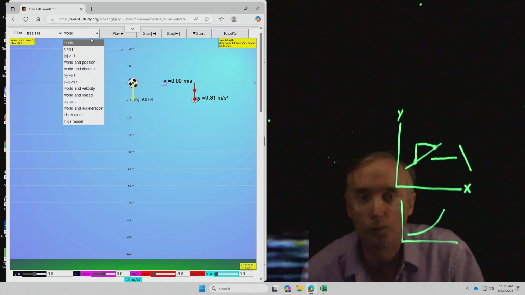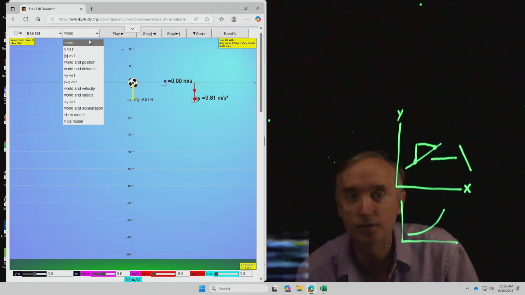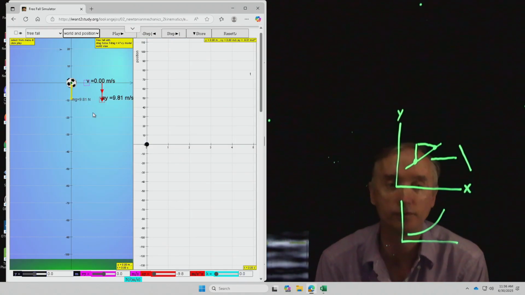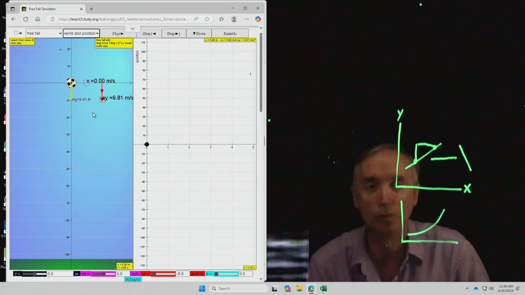Okay, now we're going to find world and position. So that's this one, and it makes a graph for us. What do you think is the up and down part if we just clicked on world and position? Well, it's going to be the position. This part right here is where the ball is at, so that's at a 0 mark.